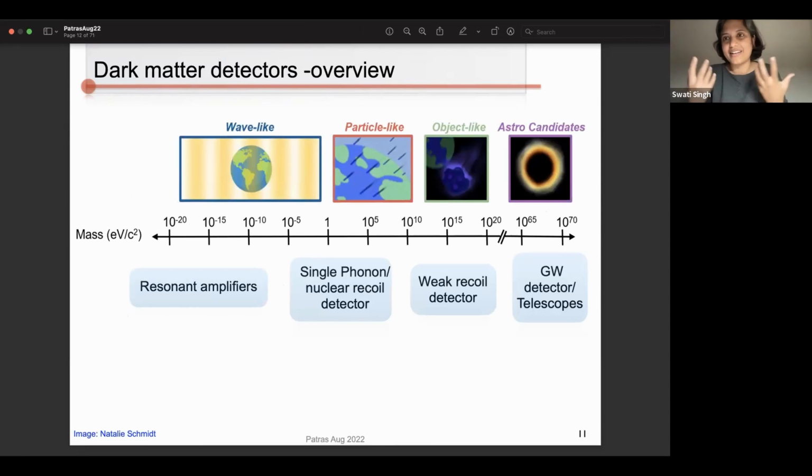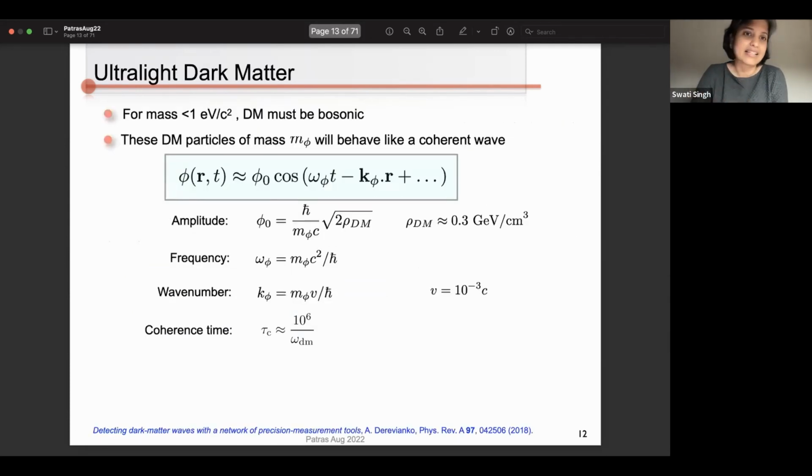So for astro candidates, you pretty much look outside. One can use recoil detectors to constrain object-like or particle-like dark matter. And for wave-like dark matter, it's typically resonant amplifiers because it's a narrowband signal. Of course, we don't know the frequency of that signal. So if there is a new particle with mass less than 1 eV, just given the local dark matter density, it must be bosonic.